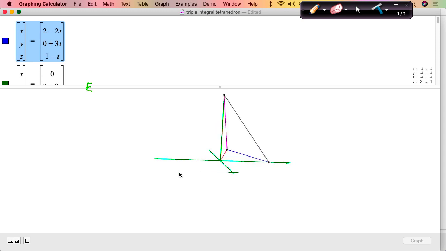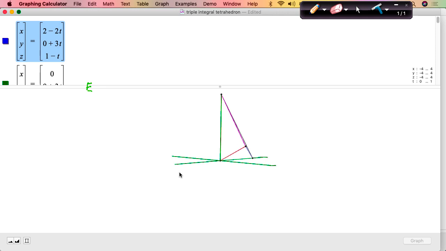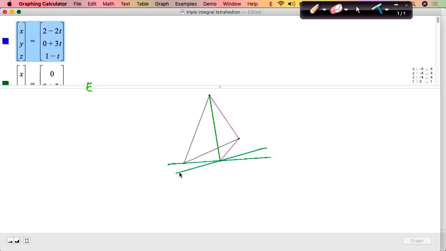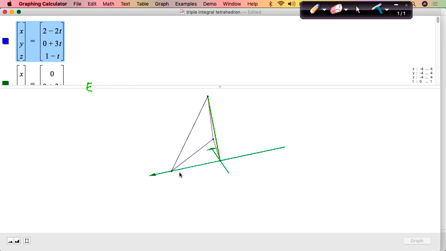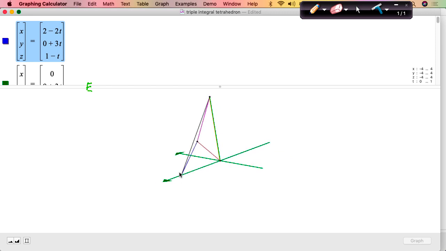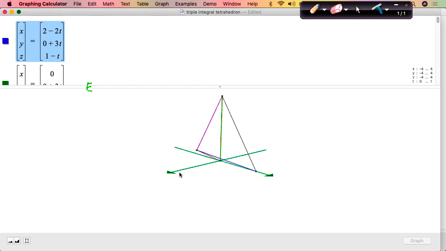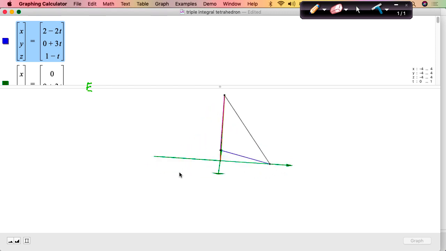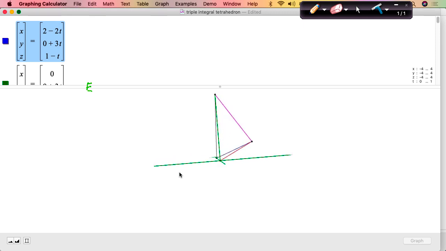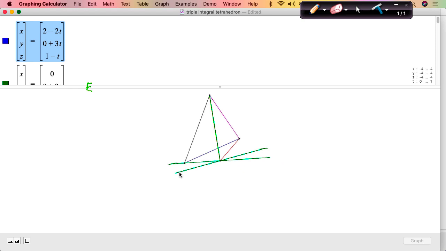All right, so this is the tetrahedron, and this is going to be our solid E that we're going to integrate over. We don't care what the function is. It's plenty of work just to work on the limits of integration. So some function of x, y, and z that we're going to integrate over this, and we're going to work on setting this up in the different orders of integration.